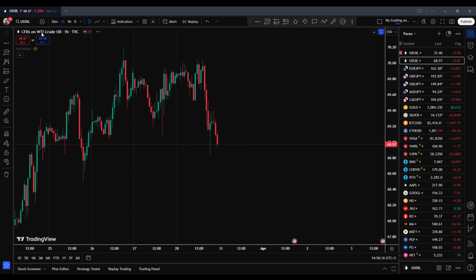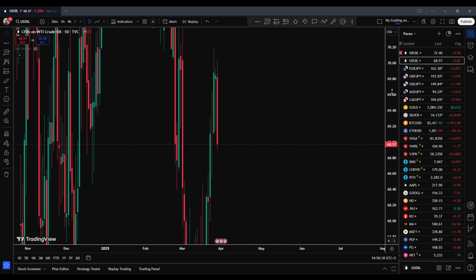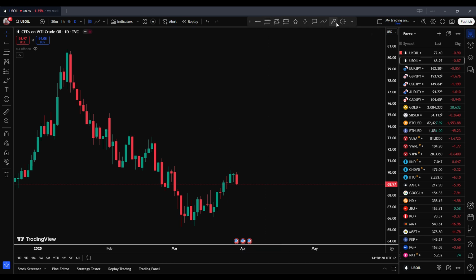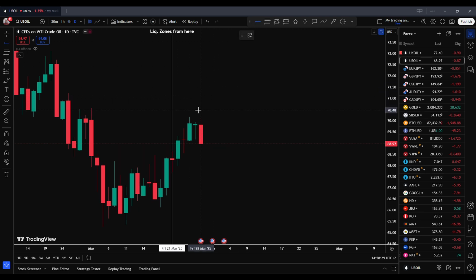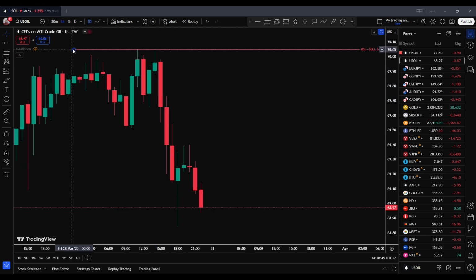Next is US oil. Same here, liquidity zones from this Friday daily bar. We have one sell side liquidity from Monday and buy side liquidity from the Friday daily bar. Only these two zones here.